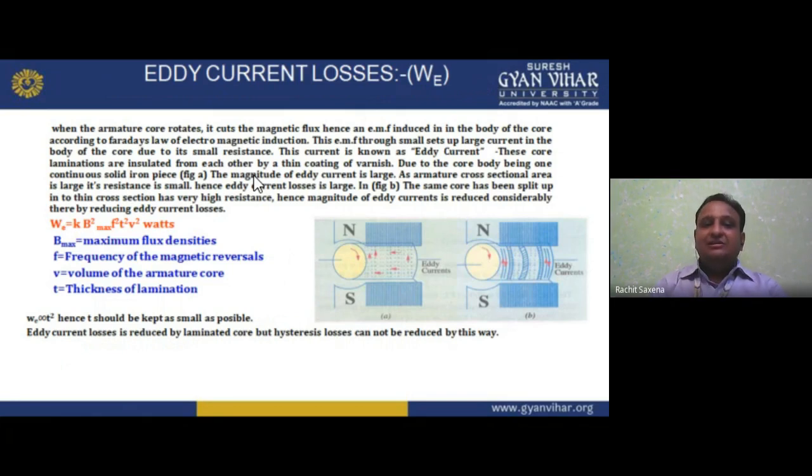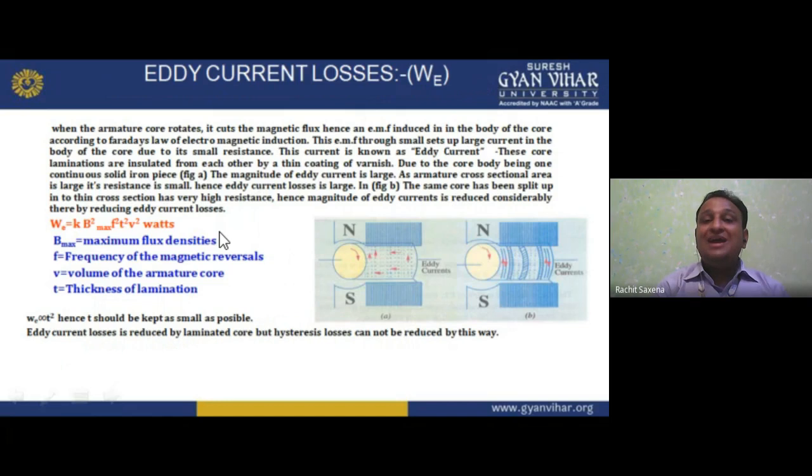These core laminations are insulated from each other by a thin coating of varnish. So we have many laminations, and we use a thin coating of varnish for insulation. If the core body is one continuous solid iron piece, as shown in figure A, the magnitude of the eddy current is large, because the armature cross-sectional area is very large and its resistance is small.